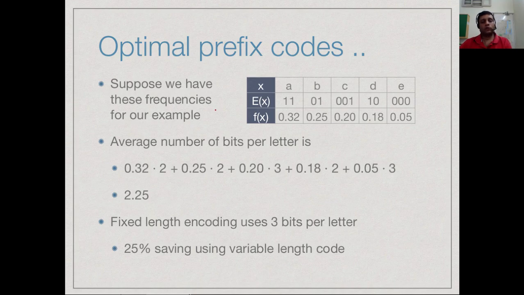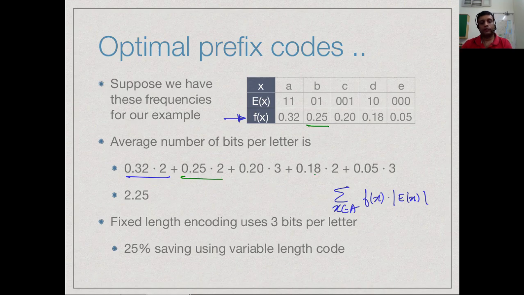So let's work out how this works. Suppose we take our earlier example of 5 letters, and now we insert some fictitious information about frequencies. All these 5 values are fractions between 0 and 1 and they all add up to 1. Then if I do this summation over x of f(x) times the length of E(x), I have 0.32 times 2 because the encoding of A is 2 letters. Then I have 0.25 times 2 because the encoding of B is 2 letters, and so on.